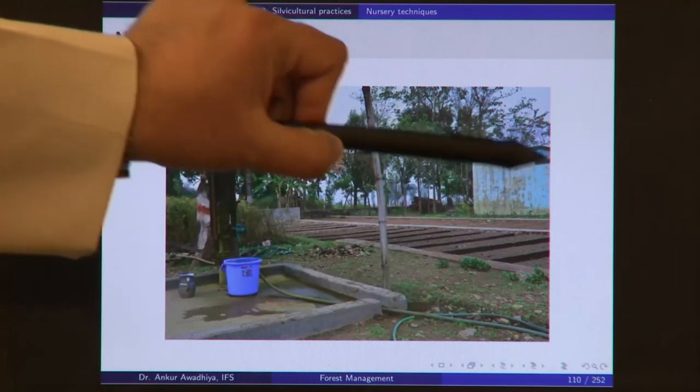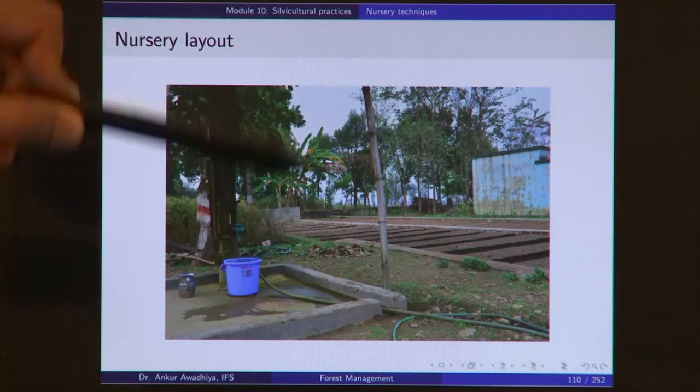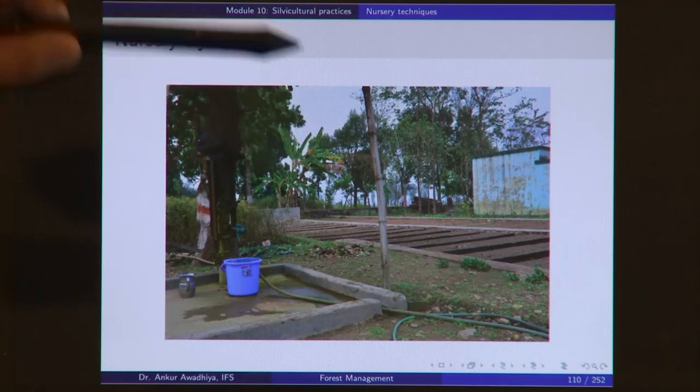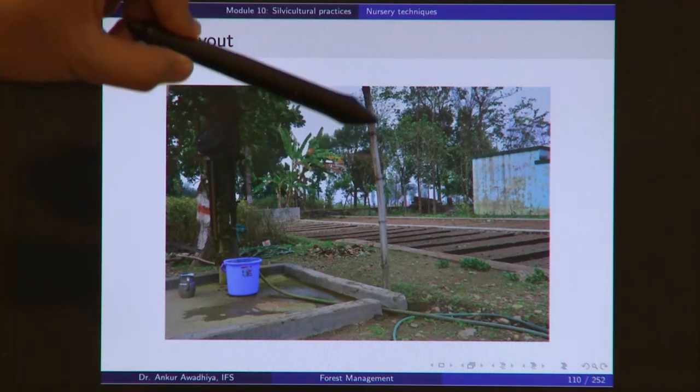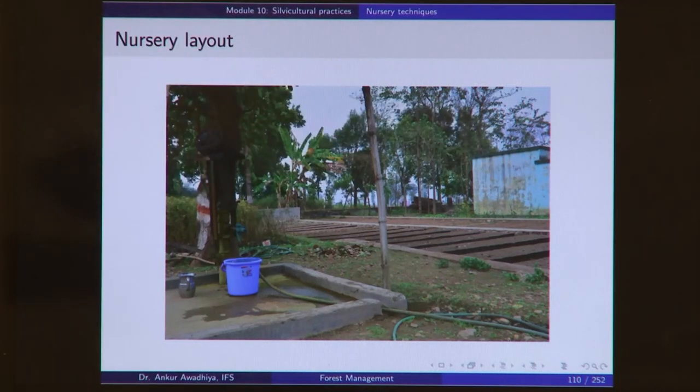Here we are seeing that there is a storage room. We see plenty of trees in this area to provide shade to the beds. So, there will be some beds that will have a larger amount of shade, and there will be some beds that will be more exposed.